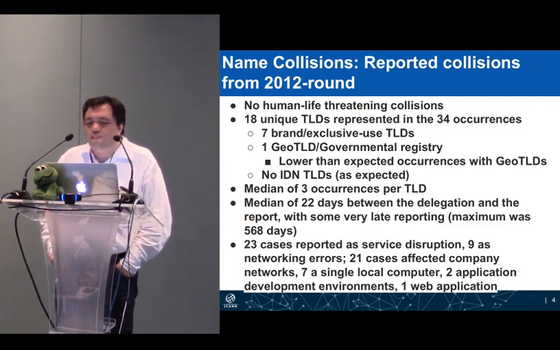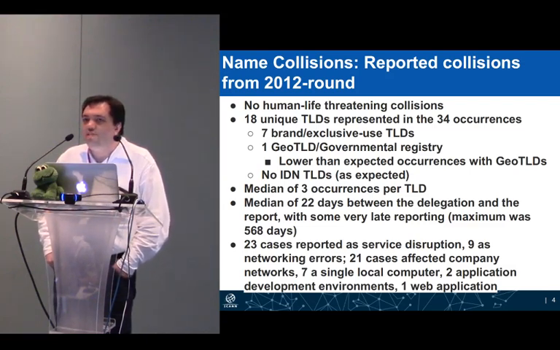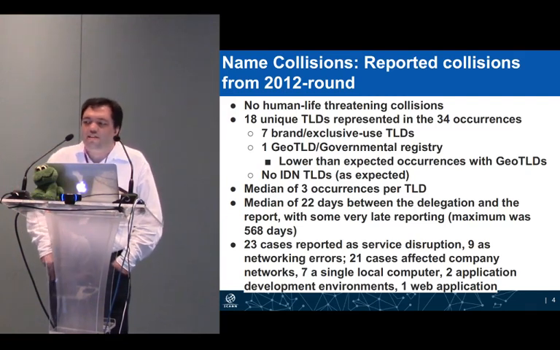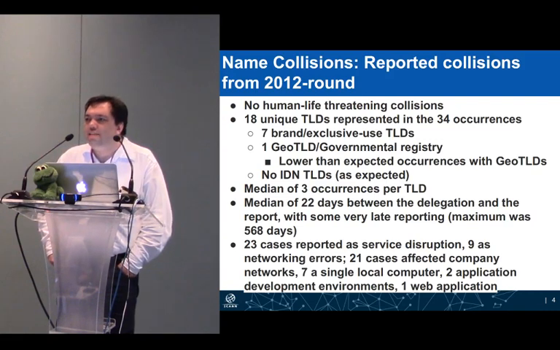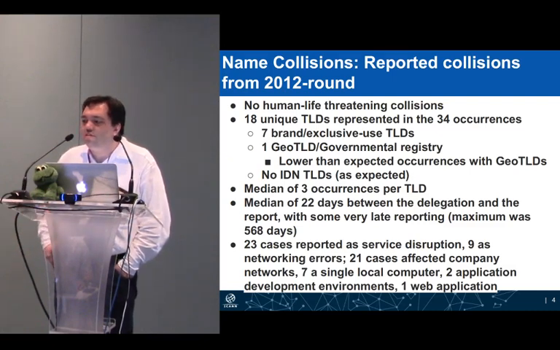Of those, most occurrences happened in approximately half of the TLDs. They occurred even in some brand exclusive use TLDs that are not open TLD spaces. And they occurred in only one geographic TLD, like city names or city states, which was lower than expected, because the idea was that people with global networks used city names as part of their DNS hierarchy, but that didn't actually come about. There were no collisions in IDN TLDs, which is expected, and unfortunate for IDN operators, which means that not that many people use IDNs anyway.